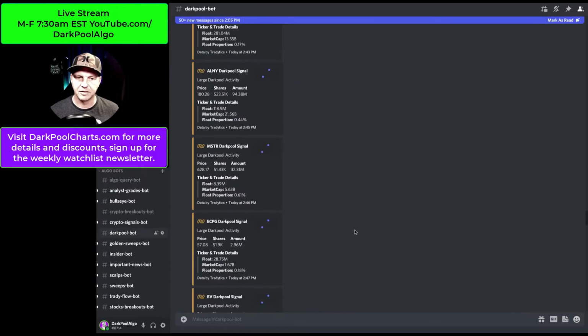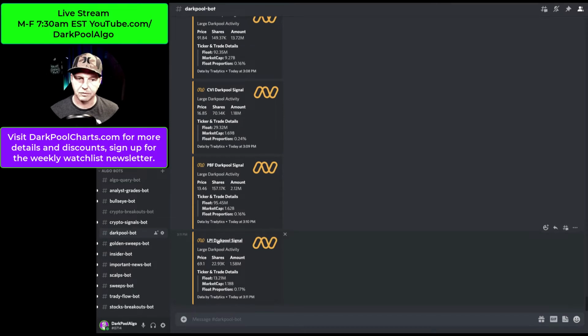The Darkpool bot obviously will showcase any Darkpool trades that come through. For example, there was one that came in on LPI, a Darkpool print: $69, 22,000 shares, or $1.58 million worth of buy sell orders. It came in after the close, just 15-20 minutes ago. So it even tracks Darkpool data after the close, which is really nice to know.